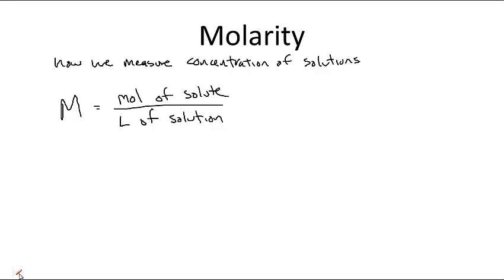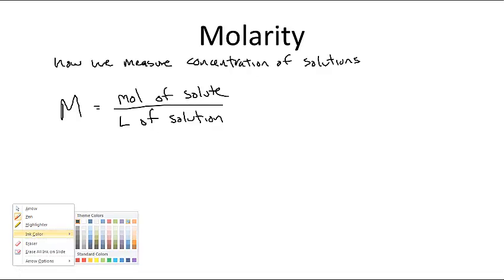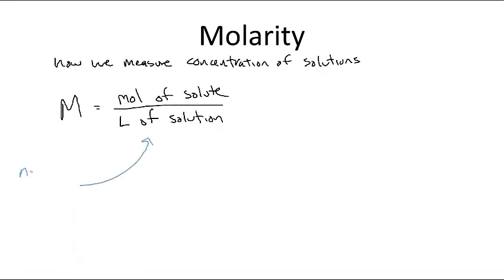Now, the biggest mistake people make is this is not liters of solvent. It's liters of solution. The solute takes up space. For example, if you dumped a bunch of salt into 100 milliliters of water, you would no longer have 100 milliliters of water. You'd have slightly more than 100 milliliters. So we measure the molarity in moles of solute per liter of solution.